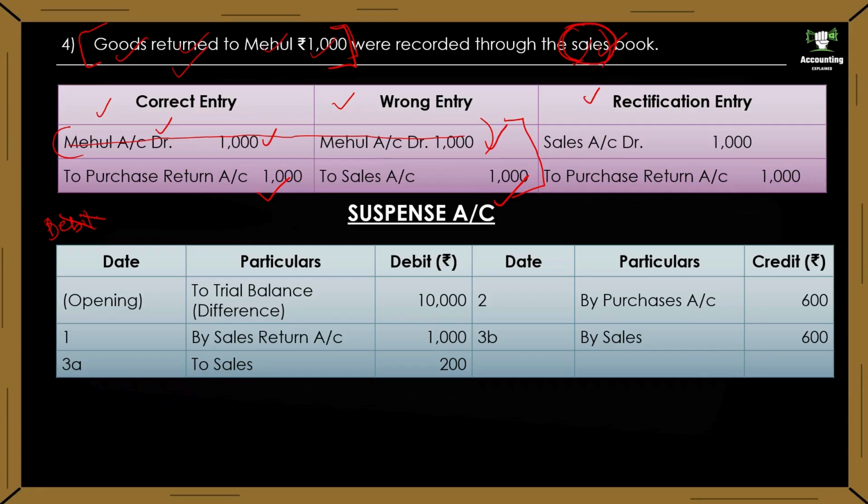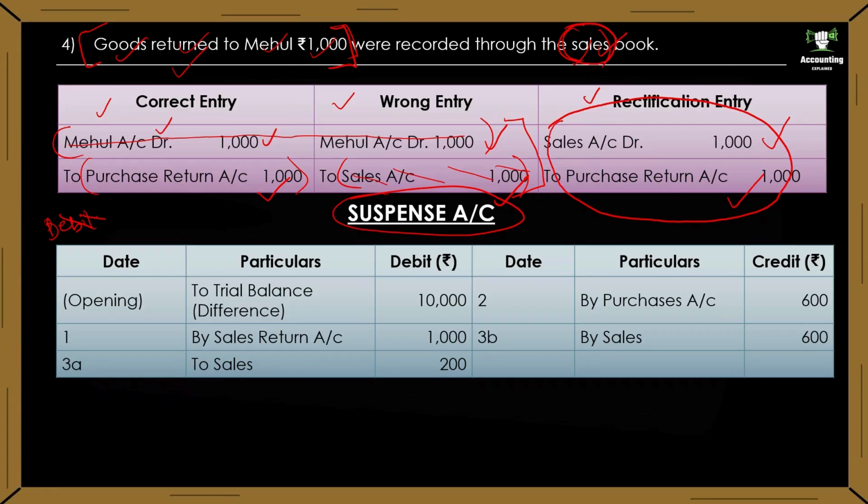Next, purchase return 1000 rupees we did not write, right? So we have to write purchase return account 1000. This sales account we have credited wrongly. How will you cancel this credit? By debiting it. Sales account debit 1000 to purchase return account 1000 is the entry. In the suspense account, no entry will be passed because in the journal we have not used suspense account. So there will not be any posting in the suspense account for this transaction.